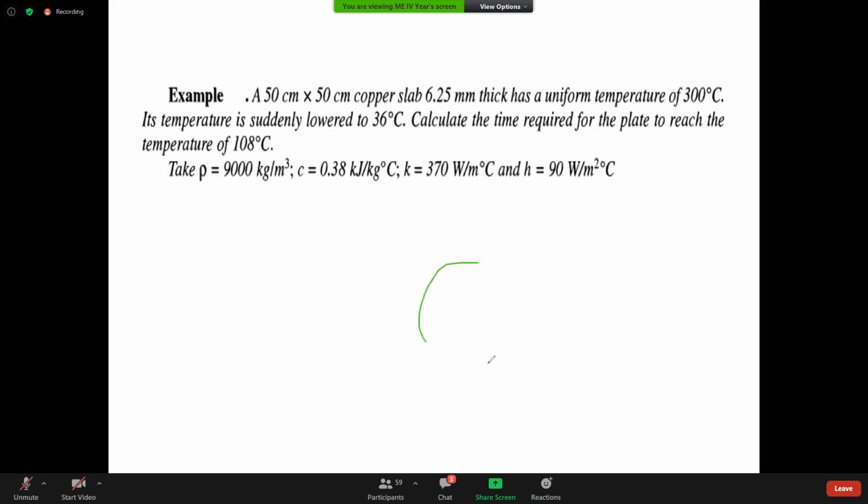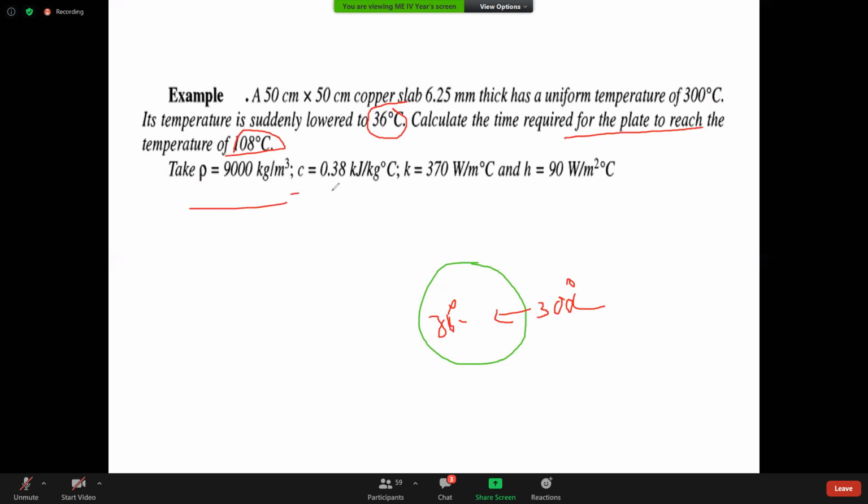It has a copper slab, which is maintaining a temperature of 300 degrees centigrade. That is the initial temperature. It is suddenly lowered to the temperature of 30 degrees centigrade. Calculate the time required for the plate to reach a temperature of 180 degrees centigrade. Rho is given, C is given, K is given, H is given, everything is given. The dimensions are also given. What is the problem here?